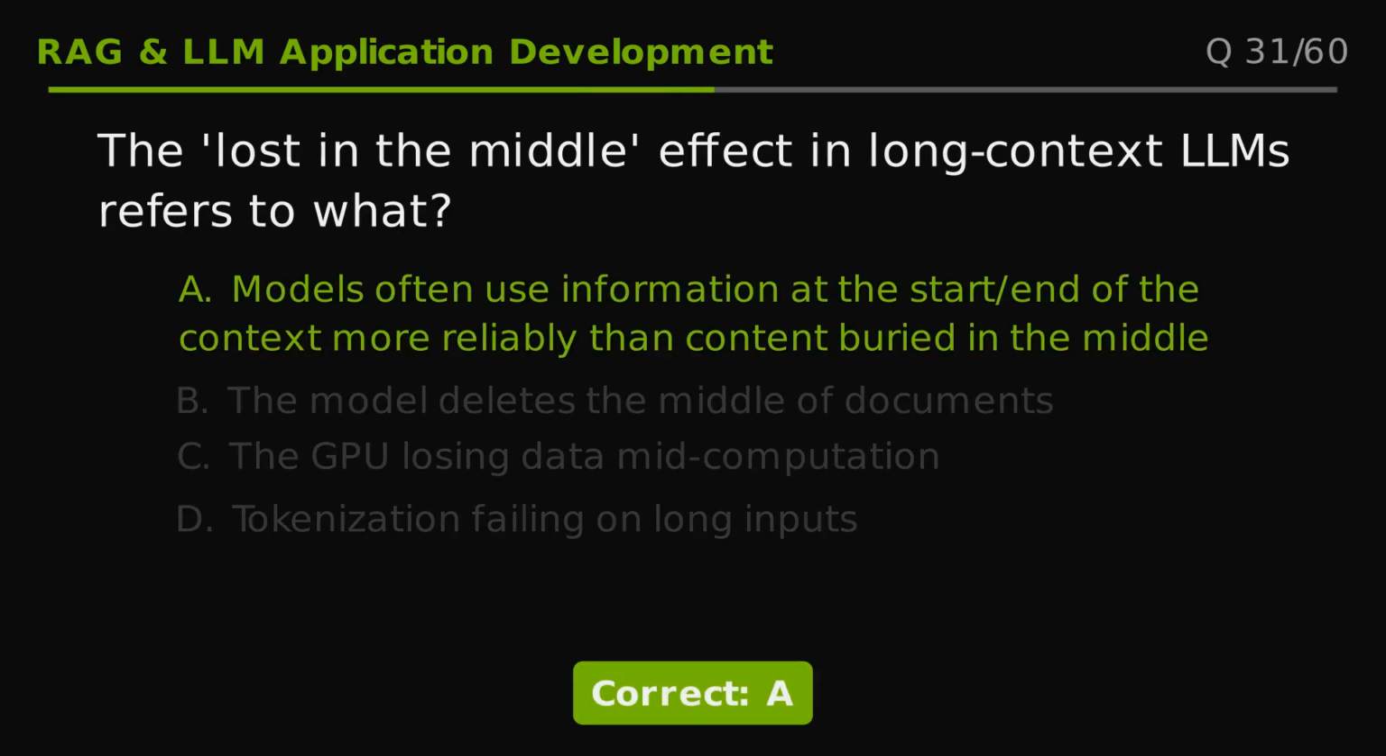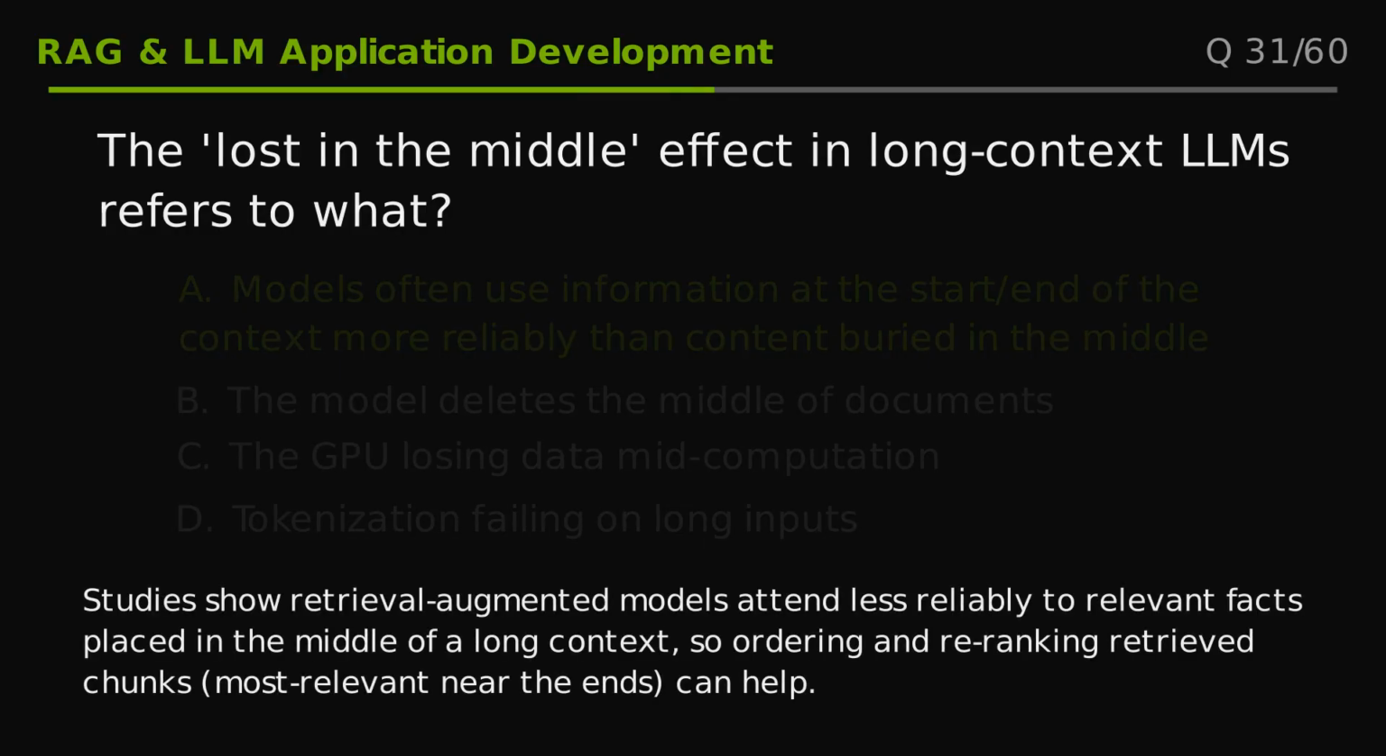The correct answer is A. Studies show retrieval augmented models attend less reliably to relevant facts placed in the middle of a long context, so ordering and re-ranking retrieved chunks with the most relevant near the ends can help.